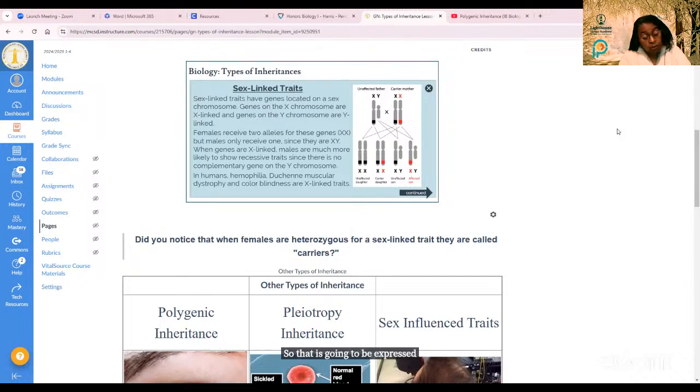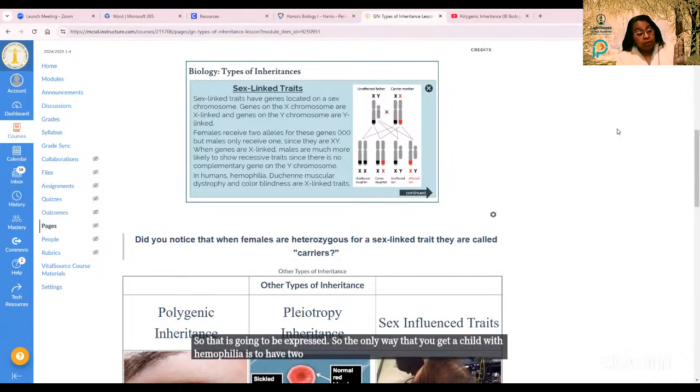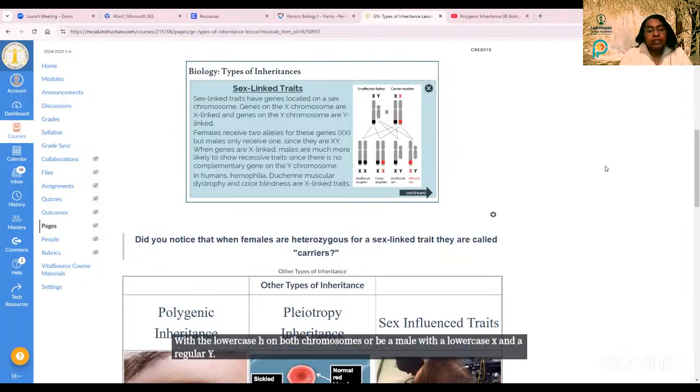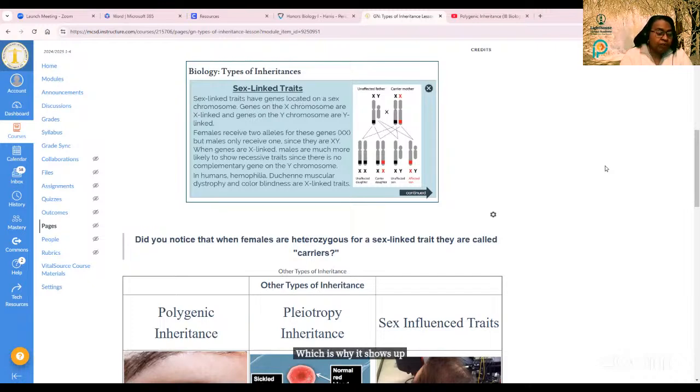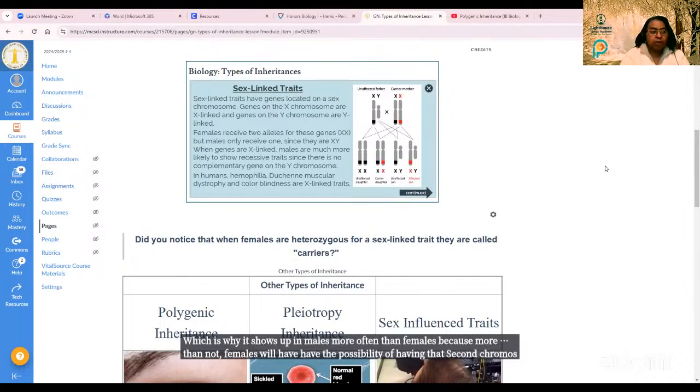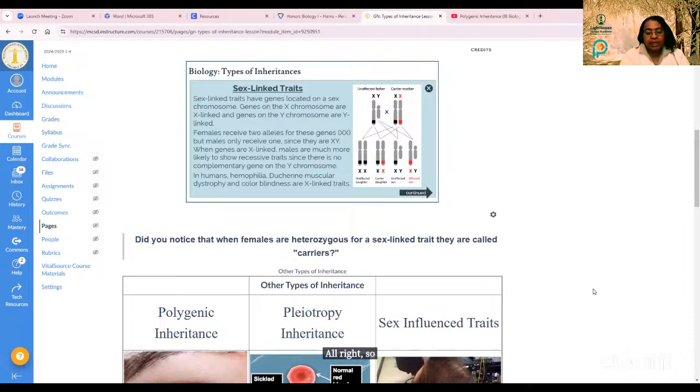So the only way that you get a child with hemophilia is to have two X's for a female with the lowercase h on both chromosomes, or be a male with a lowercase h on the X and a regular Y. Which is why it shows up in males more often than females, because more often than not, females will have the possibility of having that second chromosome be a regular gene for blood clotting. All right, so that was our example of sex-linked chromosome.